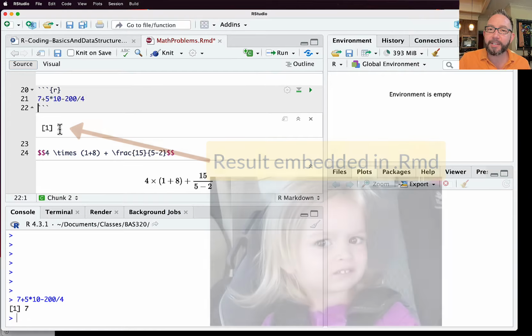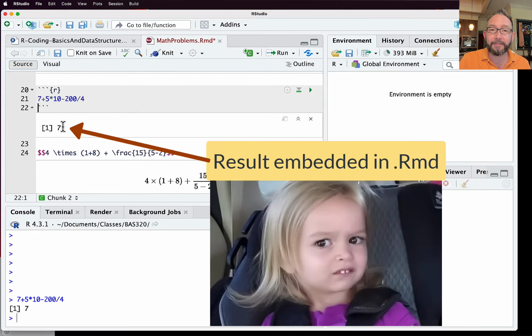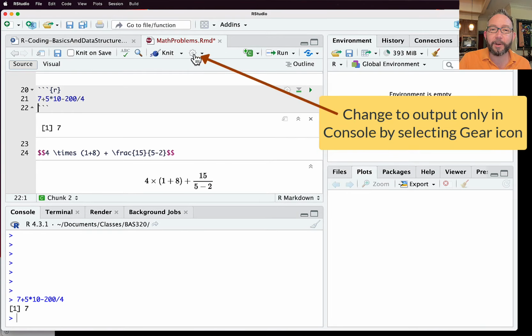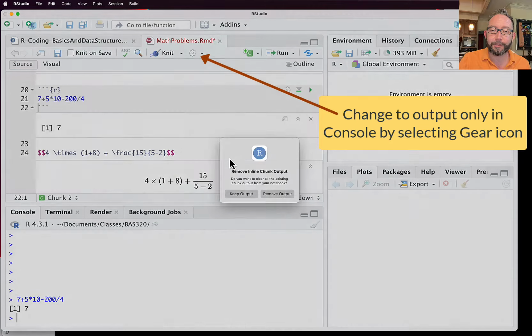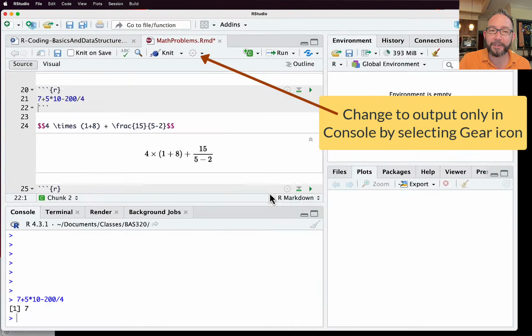And also you'll notice that it's embedding the result in the RMD file. Normally, I don't like it being embedded in the RMD. I just want to see it down in the console. So we can always go to the gear icon and say, hey, let's chunk output in console. And it'll ask if we want to remove that output, and yes, we do.